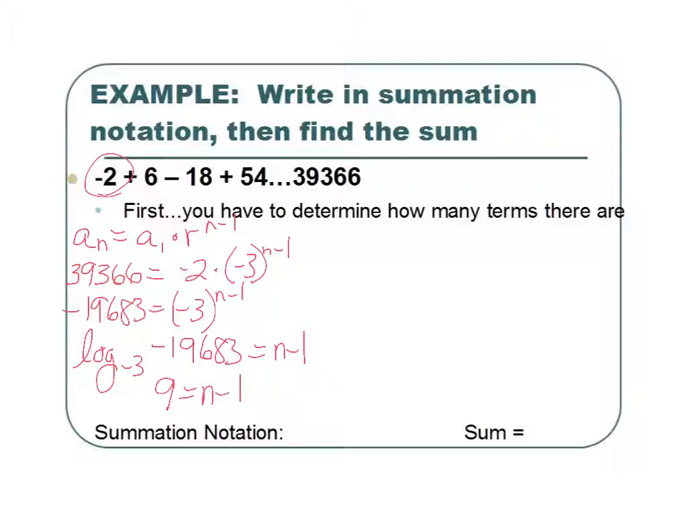equals n minus 1. Add the 1. We get n to equal 10. So now we know how many terms there are. There's 10 terms. This value right here is the 10th term of this big long sequence.